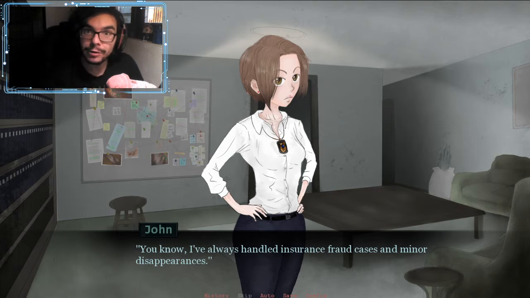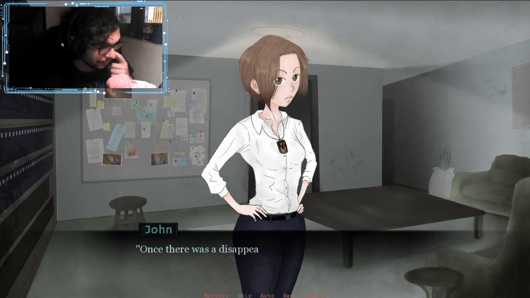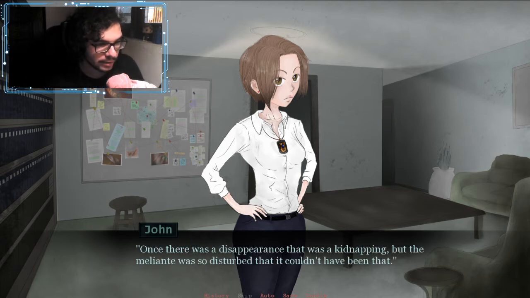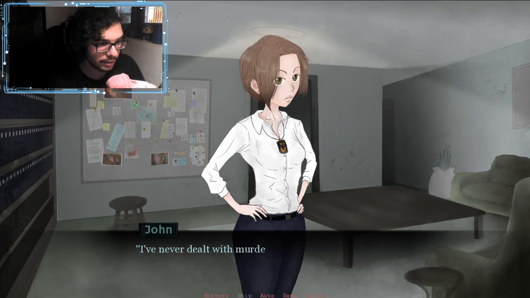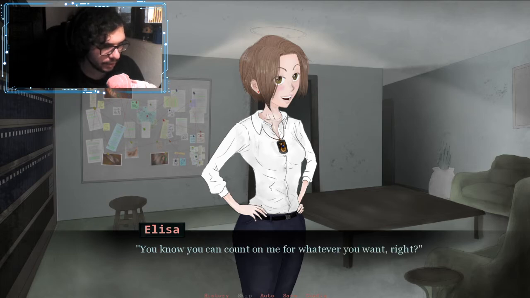Well, that would have been great to know before now, wouldn't it? Because I think we've already read about insurance fraud cases. Once there was a disappearance, there was a kidnapping, but it was so disturbing that it couldn't have been that. I've never dealt with murder, though I've studied the subject so much that I'm almost an expert. I understand, John. In your place, I feel that way too. You know you can count on me for whatever you want, right?